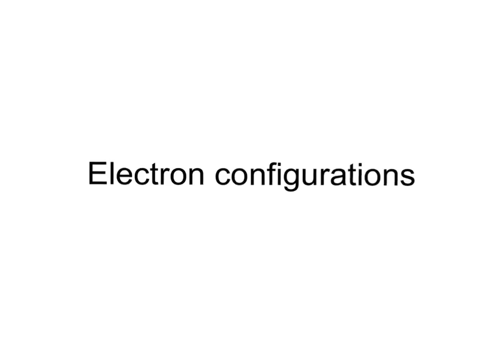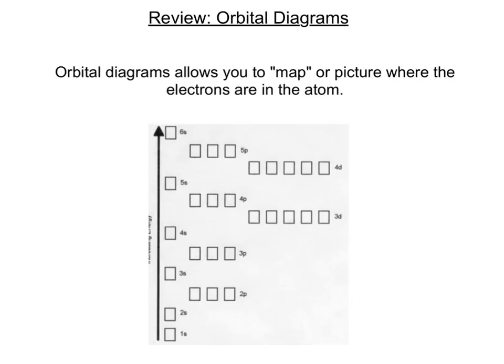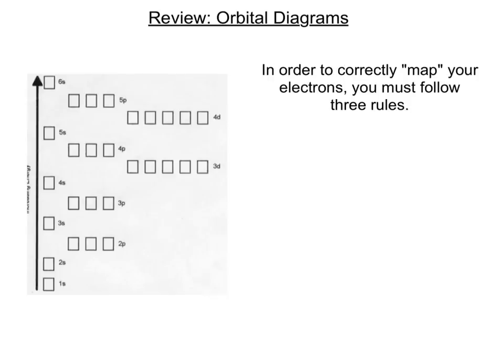So let's talk about electron configurations in this video. Just a quick review. Orbital diagrams are maps of where each electron resides in the atom. In order to correctly map your electrons, you have to follow 3 rules.